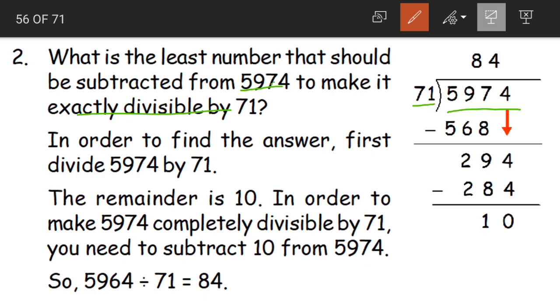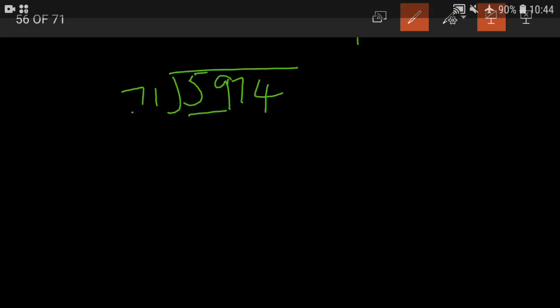5,974 divided by what? 71. Now if we divide, see children here, let us divide here 5,974 divided by 71, children. So even if we take the first two digits 59, it is still less than our divisor here. It is less than 71. So we are going for 3 digits at once. We are taking 3 digits at once.